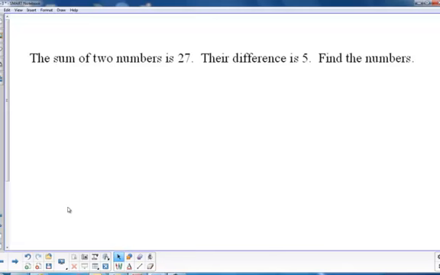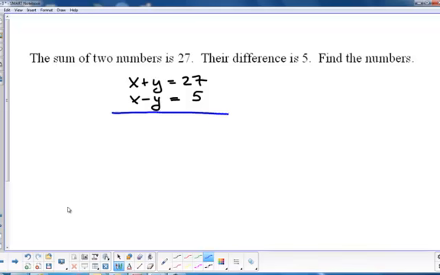The sum of two numbers is 27, and their difference is 5. Now, we could solve this by graphing or by substitution, but elimination is actually the easiest because if we add these two, the y's cancel. So we get 2x equals 32, which means that x equals 16.